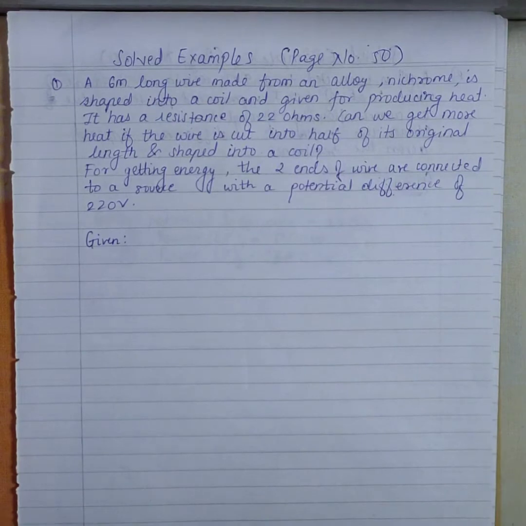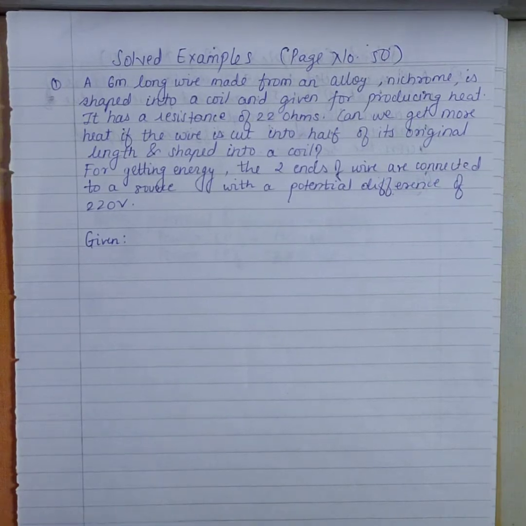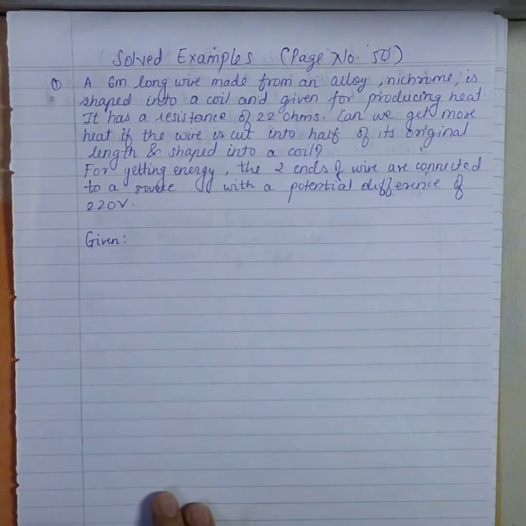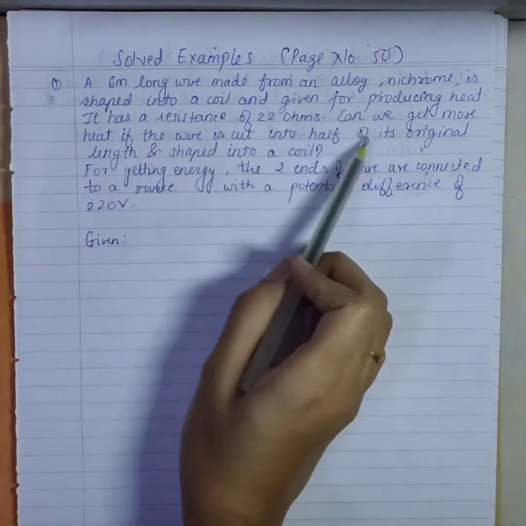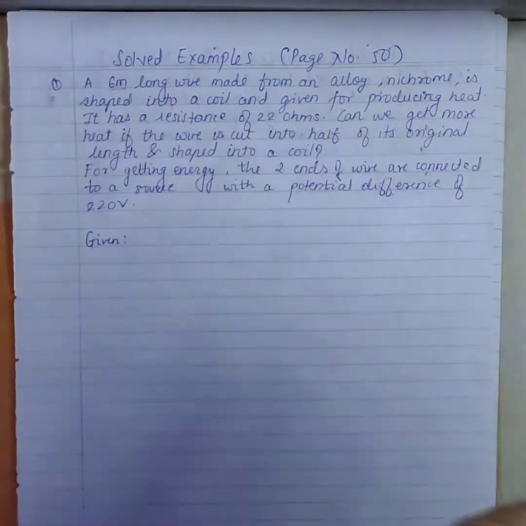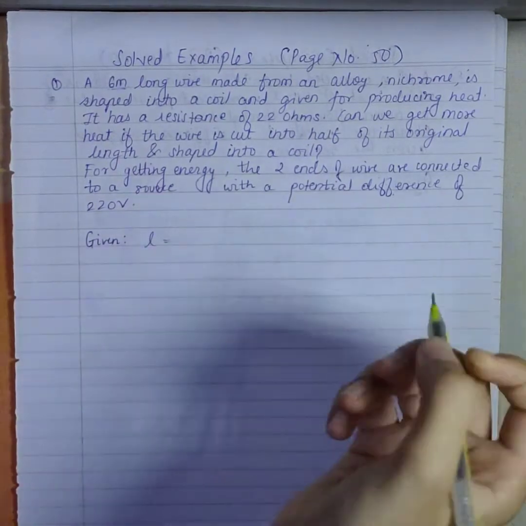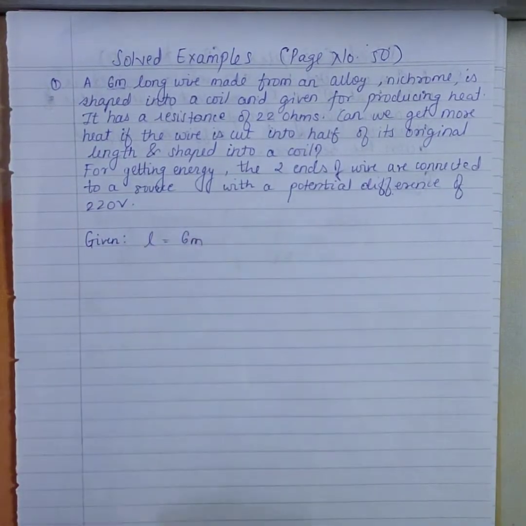Now, which is the formula that you will use here? Before knowing what is the formula, we need to see what is given in your sum. So let's note down what is given in your sum. They have given you the length. Let's write down. The length of the wire is 6 meter.